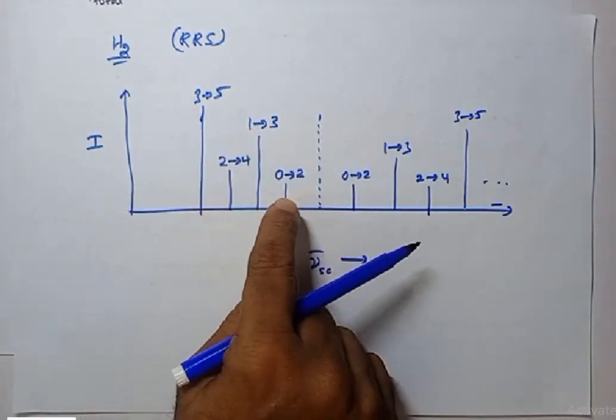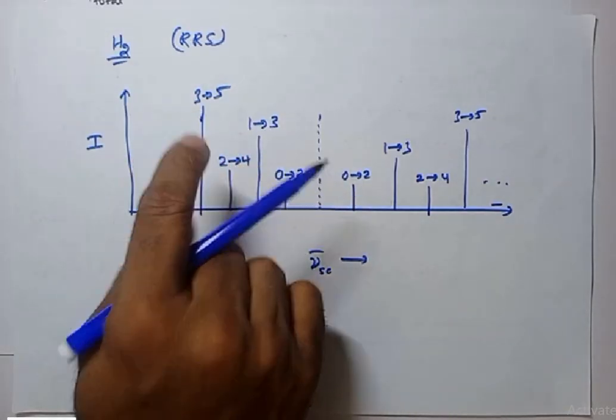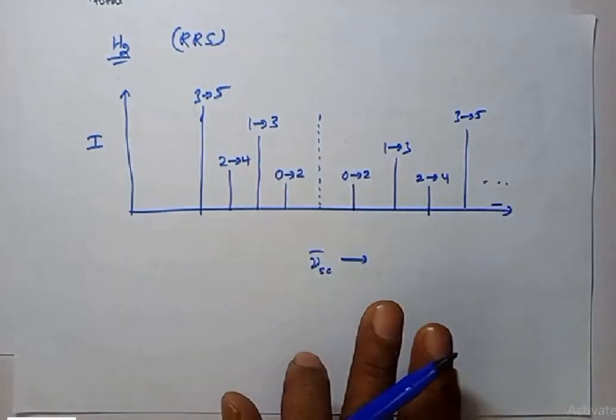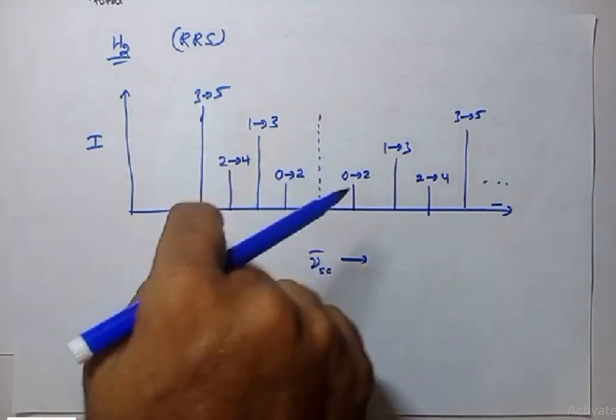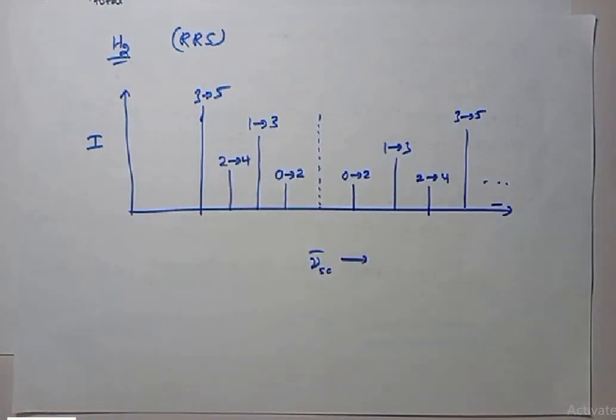Listen, all rotational lines are available: 0 to 2, 1 to 3, 2 to 4, 3 to 5. All rotational lines are available. There is no missing of lines. But there is an alternation in the intensity because of the nuclear spin effect.